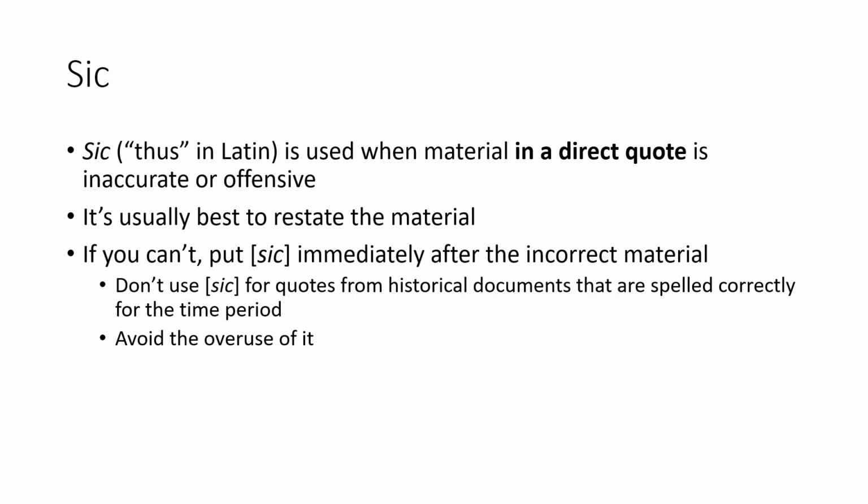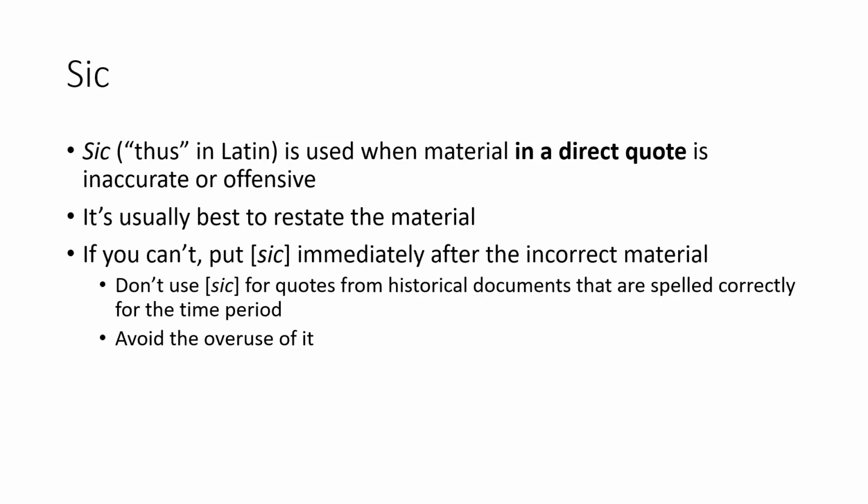The word sic, which means thus in Latin, is used if material in a direct quote is inaccurate or might be perceived as offensive. It's usually best to restate the material rather than use sic. Don't overuse sic. There's going to be some things, especially say in a history class, where you're looking at primary sources from the 1700s, and rules for spelling and punctuation and grammar were different then. Those rules change over time. You don't want to put sic after every misspelled word.